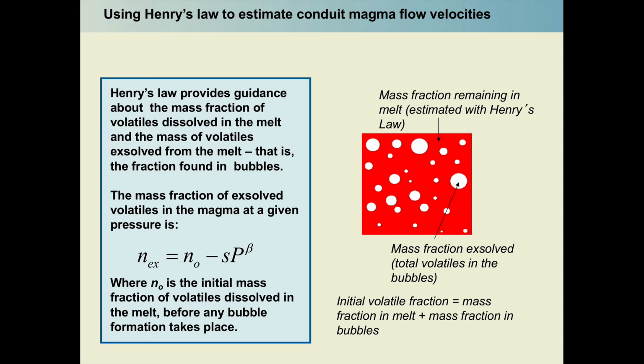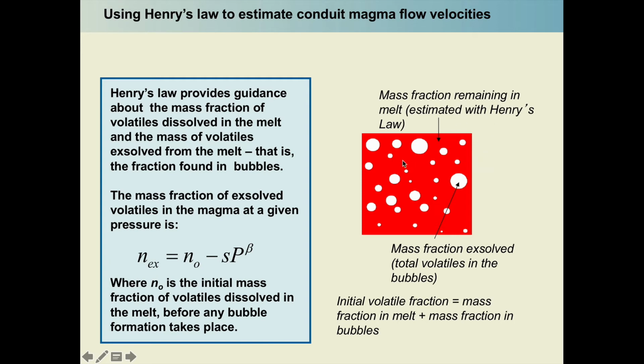Okay, so you're going to use a different formula for Henry's law than you used in Module 2, and this is going to be retooled so that you can estimate the amount of exsolved gas from an initial dissolved concentration of gas in the melt. So I have a cartoon here that shows red magma with white bubbles. So you have mass fraction of volatiles. We're going to assume that everything is conserved here.